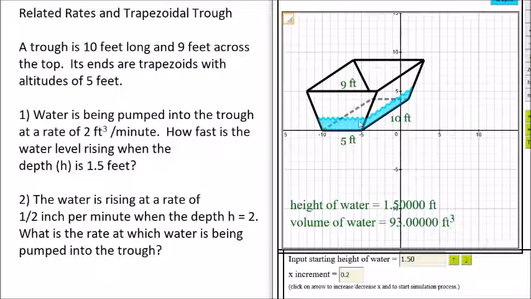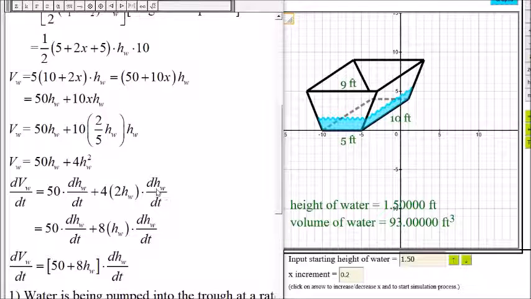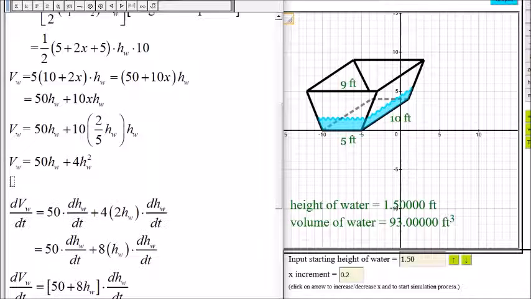And so at this time, we'd like to know what is the rate of change of h, of the height, when the height of the water is 1.5 feet. So that's what we're looking for. We're looking for the rate of change of the height of the water. And so what we'll do is implicit differentiation right here with respect to t.